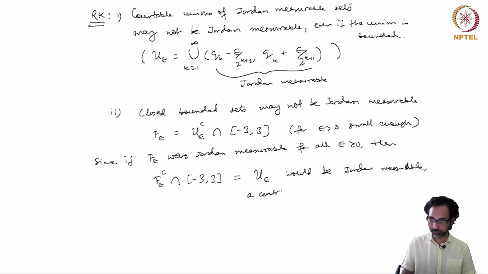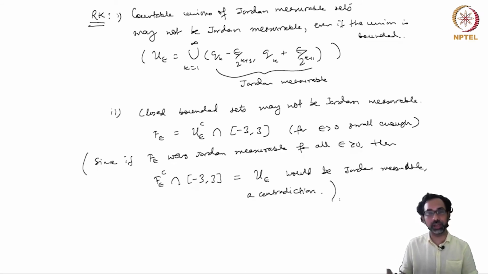This is a contradiction. So f epsilon is not Jordan measurable. So we have seen that open bounded sets as well as closed bounded sets may not be Jordan measurable.